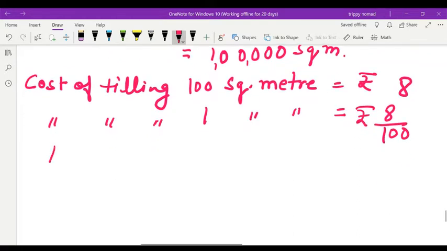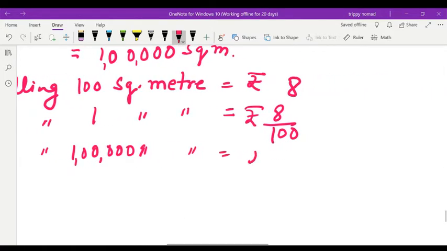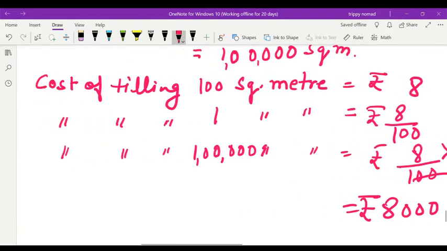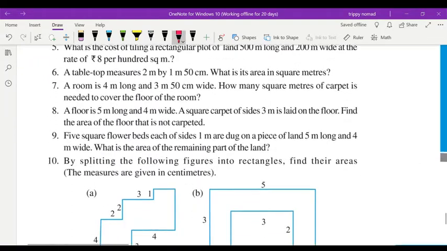Then cost of tilling. How much? 1 lakh, that we are getting. Square meter. Completely, children. Once again I am telling you, you have to write complete statement. Otherwise marks will be deducted here, because to save the time I am putting like that. Otherwise you have to write completely. Two zeros, two zeros. Then 8 ones are 8 and 8,000 rupees will be the answer after multiplication. Cost will be, rupees will be multiplied by that.